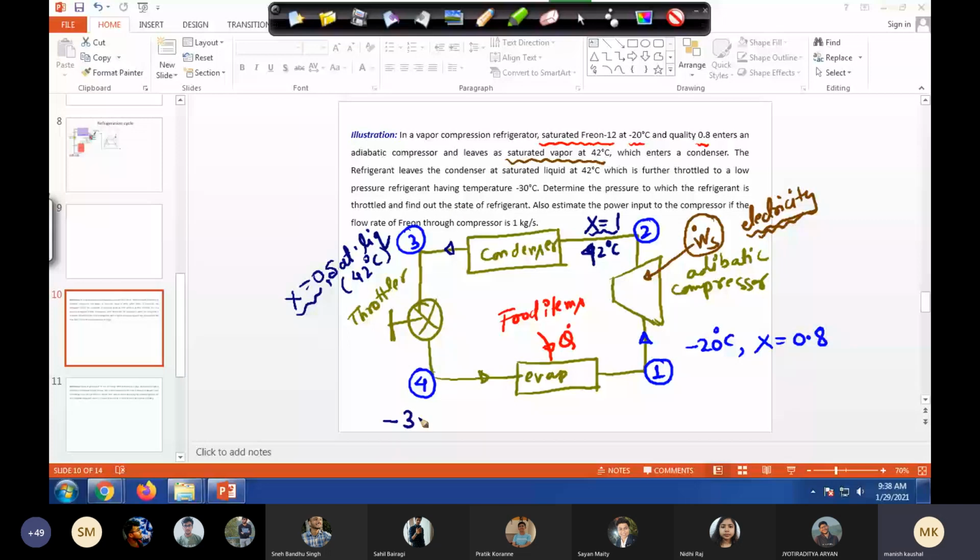Okay, and pressure we don't know, so let's call it P4. As asked, determine the pressure to which the refrigerant is throttled. So we want to know P4 and also estimate the power input into the compressor. This is what we need to know. What are the unknowns? P4 and Ws dot: at what rate is this refrigeration unit consuming energy? Okay, so that is the overall description of this problem. Let's solve it quickly. It's not very difficult.